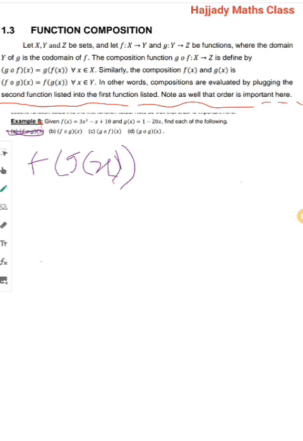Okay, and don't forget that our g of x is the same as what? This is the same as 1 minus 20x. So this is replacing the function g of x here. We have 1 minus 20x.